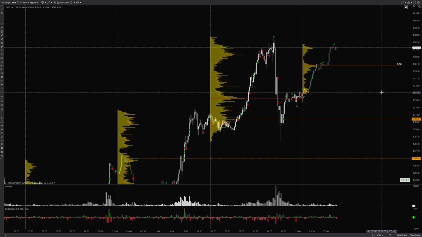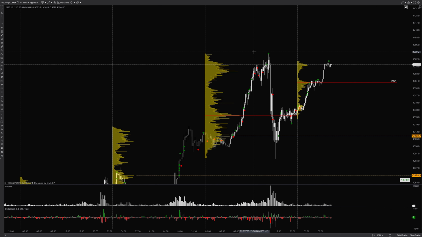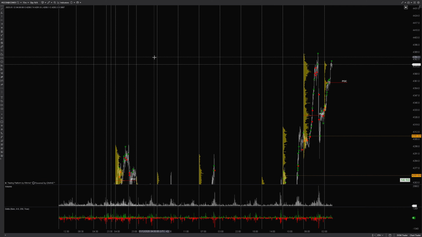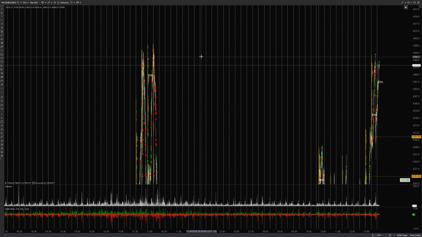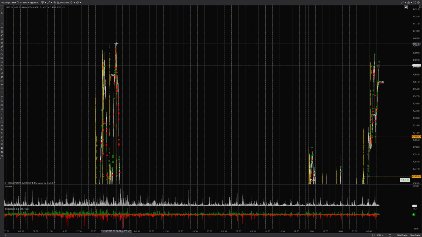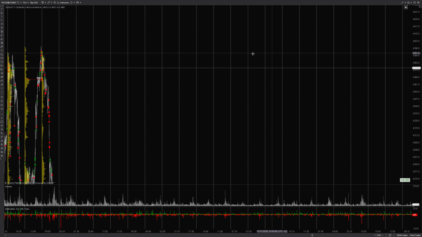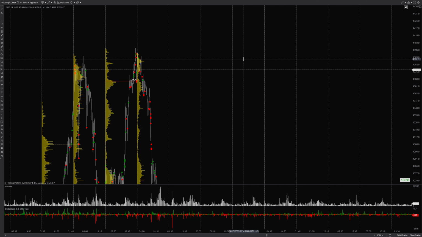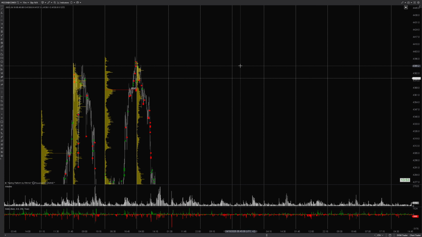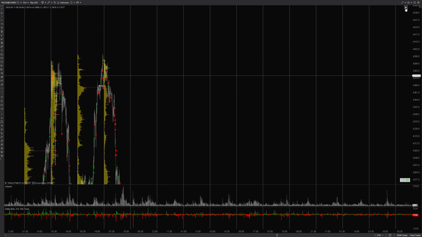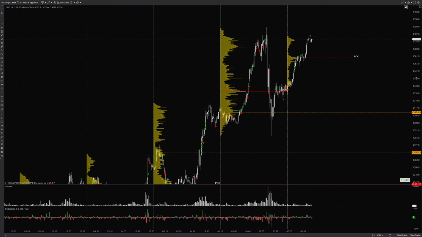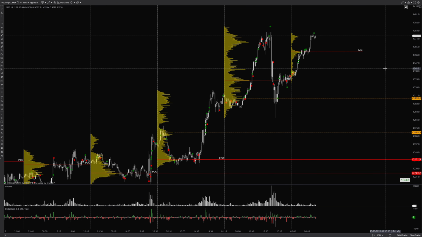So these are the levels for gold. I don't know if we have anything above that level from Friday daily high. Let's double check. Oh, we got a high here. Was that the all-time high? That could be the case. Yeah, that could definitely be the case. So these are the levels for gold.